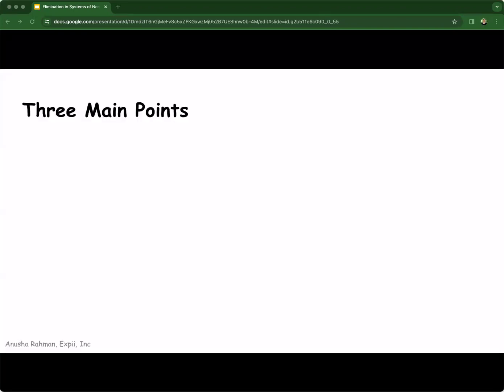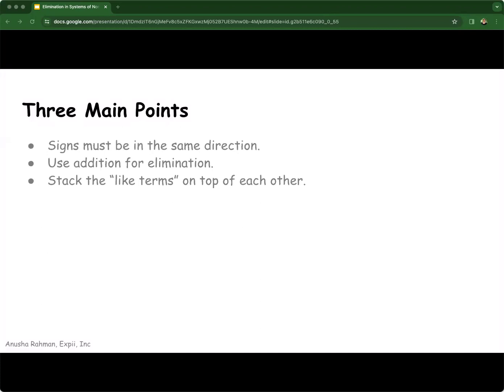There are three main things to keep in mind before diving in. First, elimination will only work if the signs are in the same direction. So you can have two less than signs or two greater than signs, but you cannot have a less than and a greater than sign.